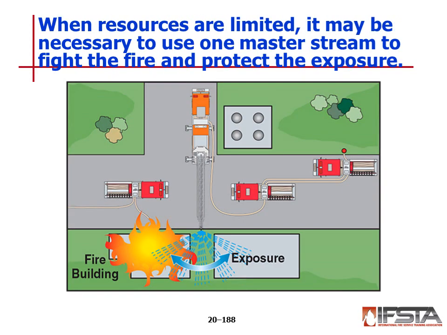When resources are limited, it may be necessary to use one master stream to fight both the fire and protect the exposure. This can be done by positioning the apparatus so the master stream can be moved between the fire and the exposure. Be careful not to neglect the exposure by devoting too much attention to the fire itself.